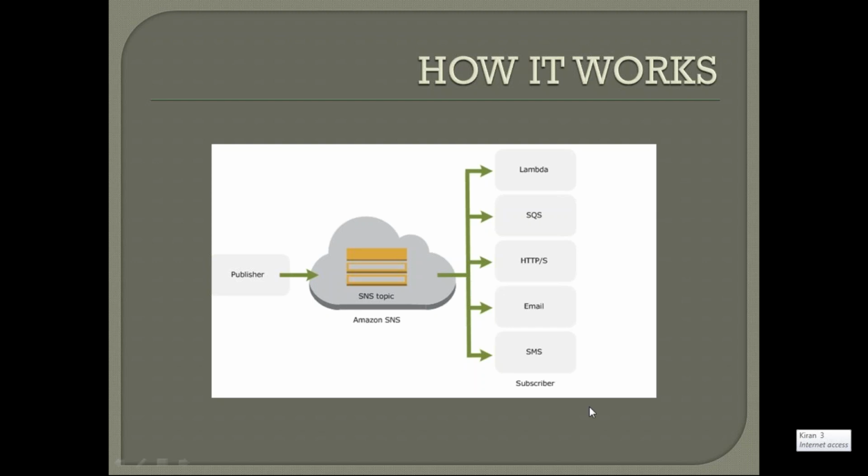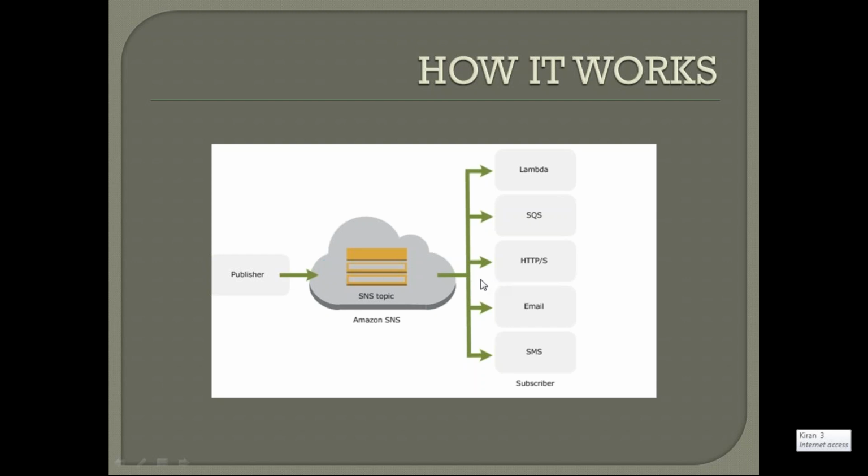Then the next one is SQS. This is how the SNS works. You can just write up on your notes that this is how the SNS works. It works from the publisher. Using CloudWatch, it gets the data from the publisher. CloudWatch sends the data to SNS.